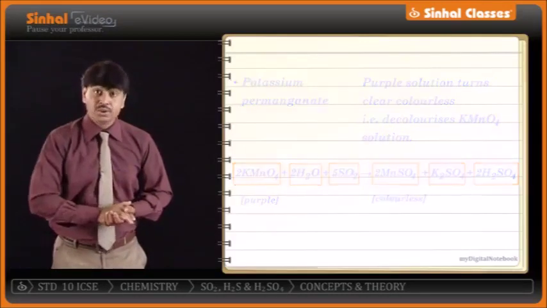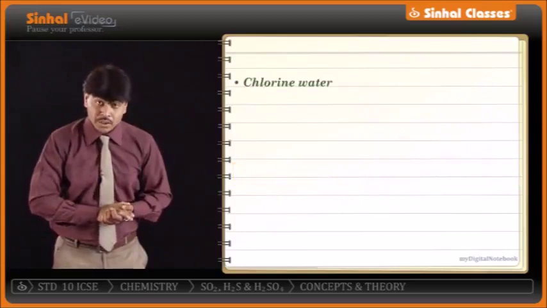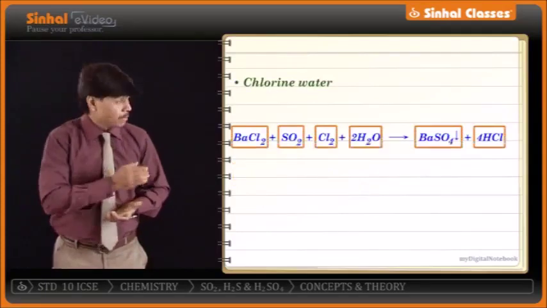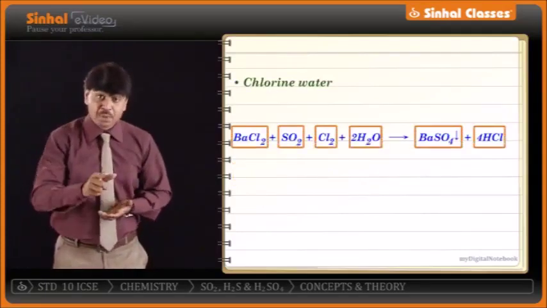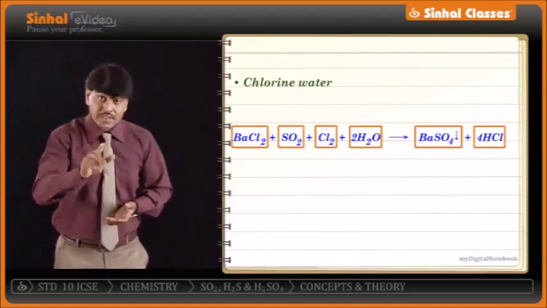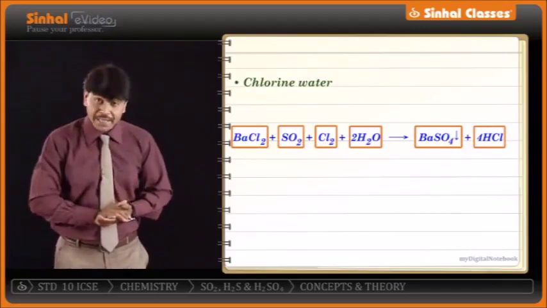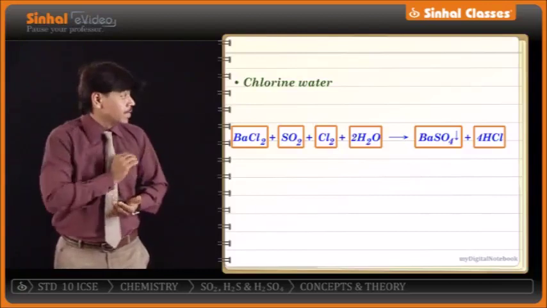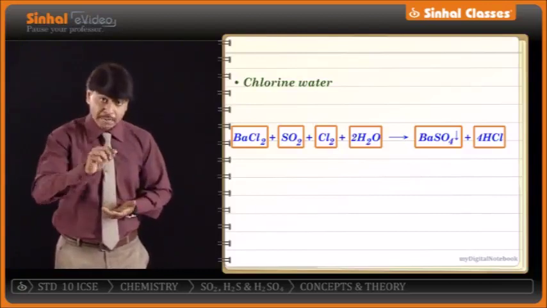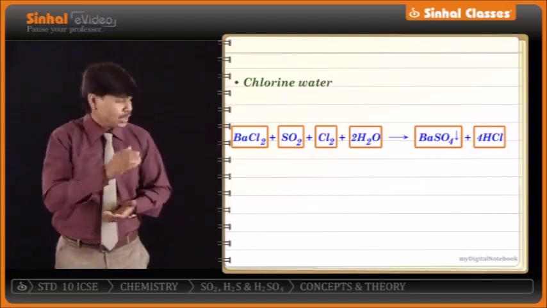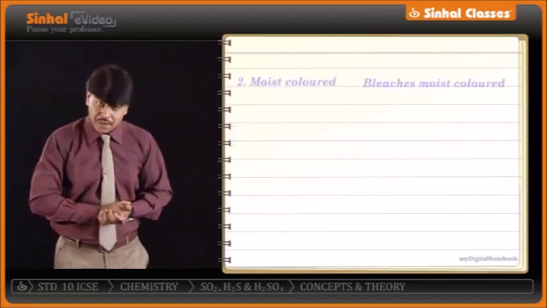Not only that, you can test it by using chlorine water. What is chlorine water? Cl2, chlorine gas, along with 2H2O, water. Passing SO2 through it and putting barium chloride, BaCl2, in it, we will get a white, insoluble precipitate of barium sulfate, BaSO4, indicated by a downward arrow, along with 4HCl. You can test it with moist colored flowers.